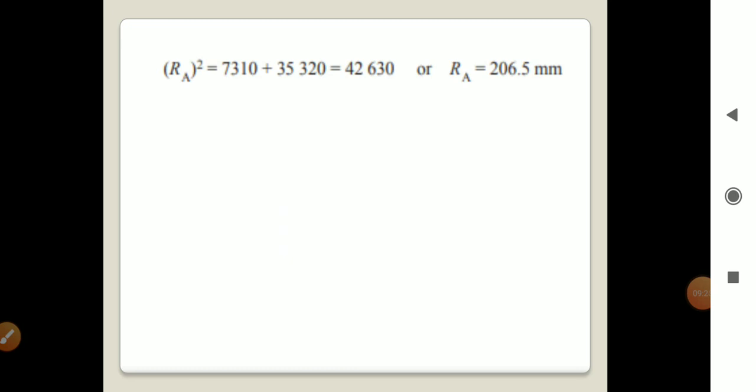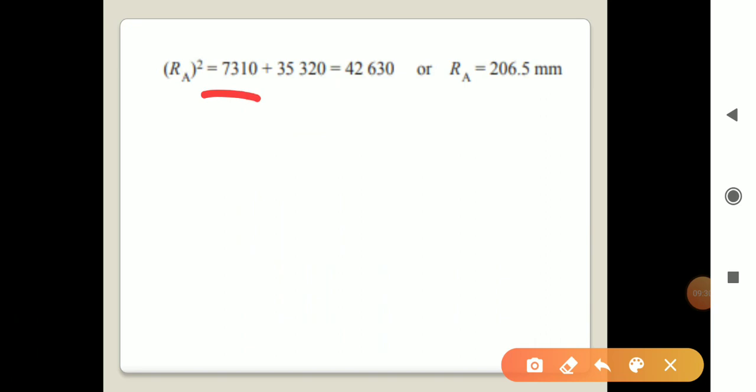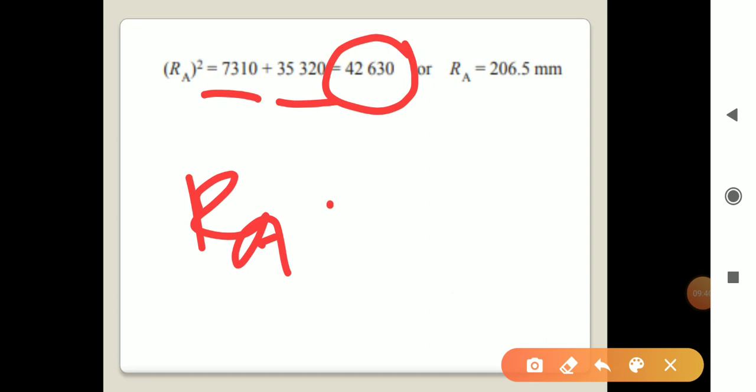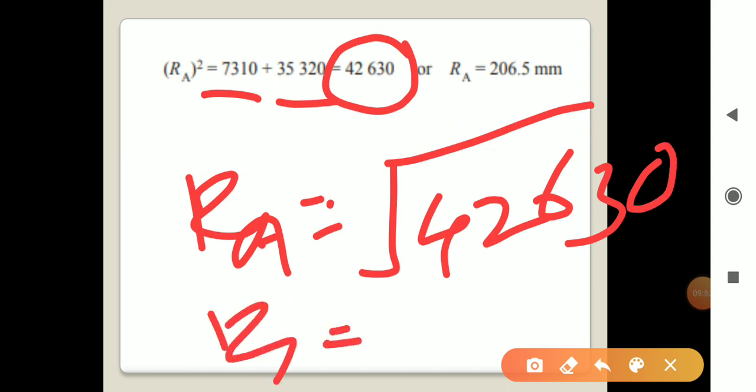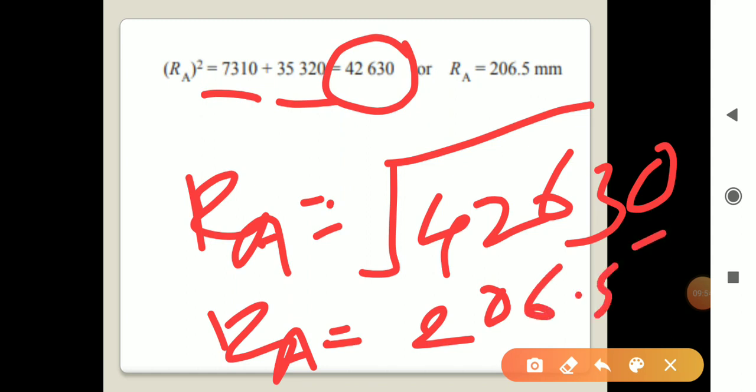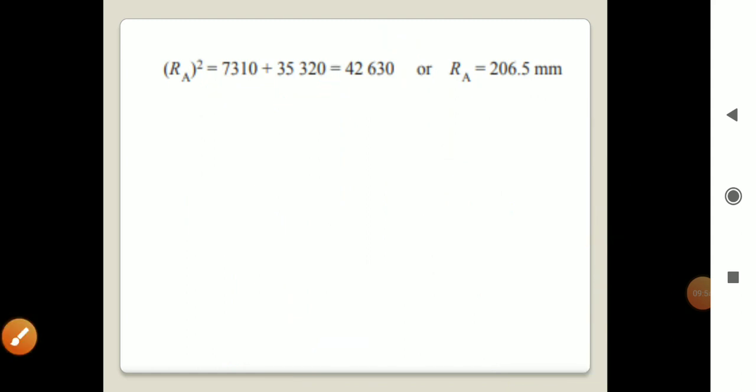So RA square is nothing but 7,310 plus this 35,320, so we got 42,630. This is RA square. So RA is the square root of 42,630, and we got RA equal to 206.5 mm. So this is our first finding.